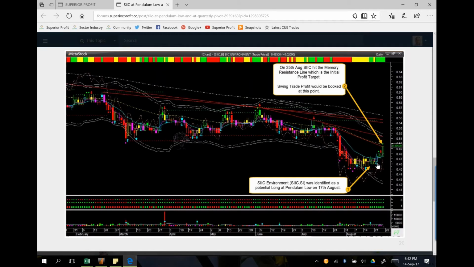And after that, within a couple of days, price hit my profit target. That is the memory resistance line. In Superior Profit way, once we take a trade, we follow our plan. We have decided our entry price, stop loss price, and target price.